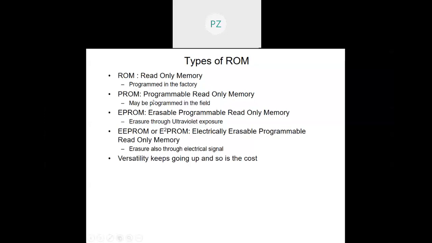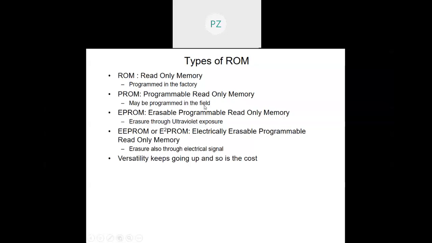So when the ROM has got the facility of being programmed in the field, that means in its application field, or the place where it has to be used, then it becomes a programmable read-only memory. So obviously the cost will go up when we move from a ROM to a programmable read-only memory. That will be costlier.